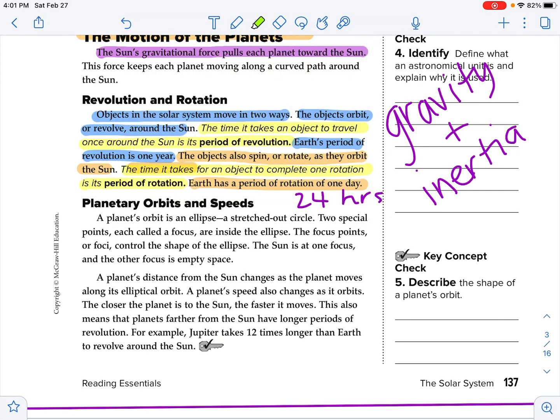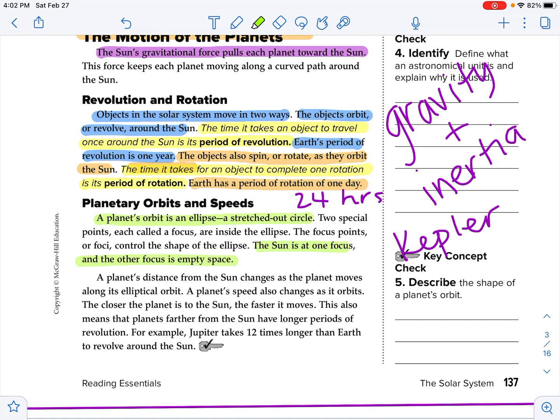Planetary orbits and speeds. A planet's orbit is an ellipse, a stretched out circle. And there was a scientist a long time ago. His name was Kepler. He was the one who discovered that. The two special points, each called a focus, are inside that ellipse. The focus points, or foci, control the shape of the ellipse. The sun is at one focus, and the other focus is empty space.